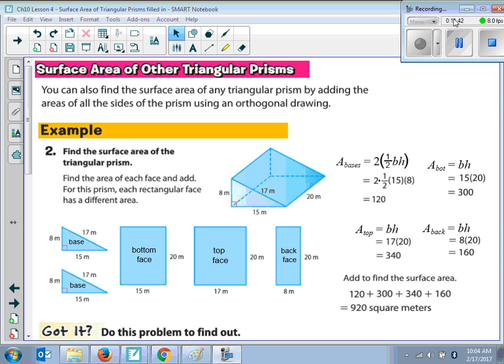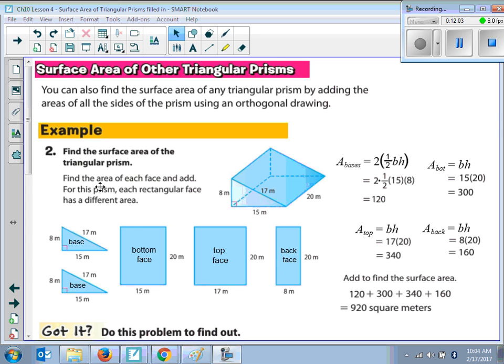So, surface area of other triangular prisms. Well, they're all still going to be the same process. You can also find the surface area of any triangular prism by adding the areas of all the sides of the prism using an orthogonal drawing. And that's the same thing as what we just did on our warm-up where we drew each piece.